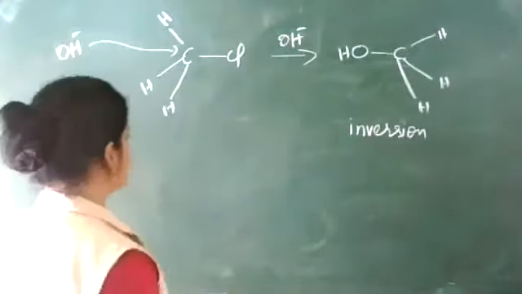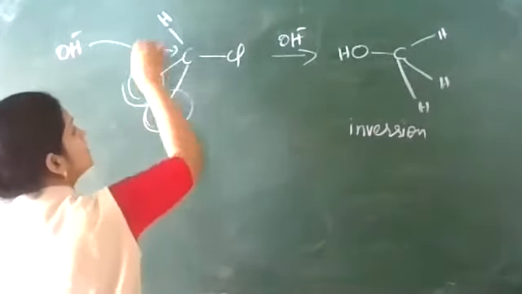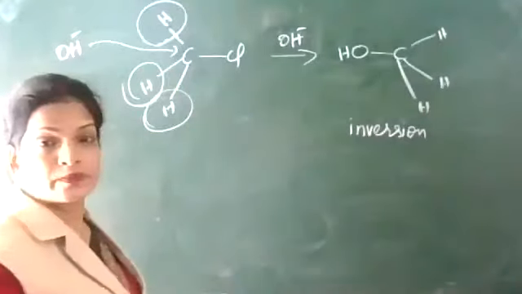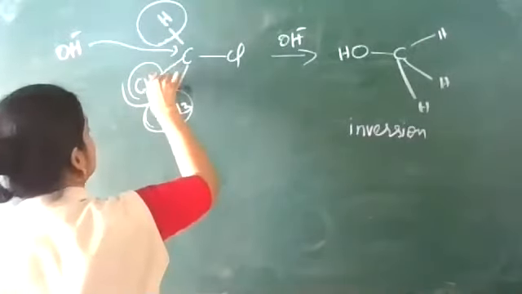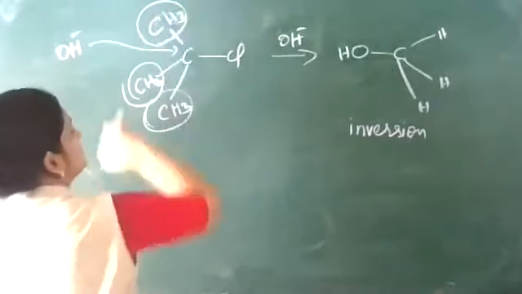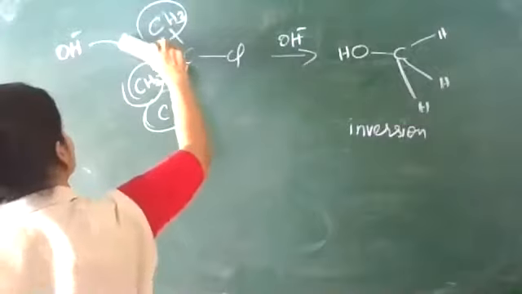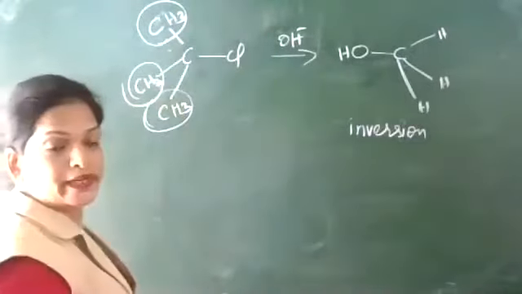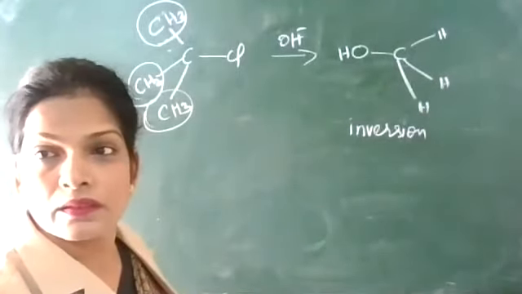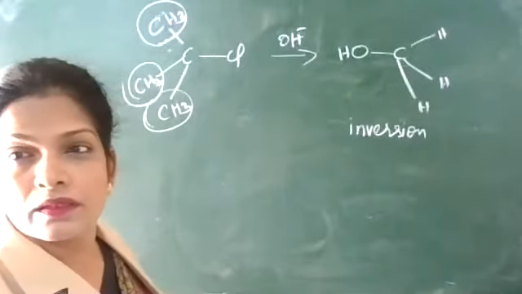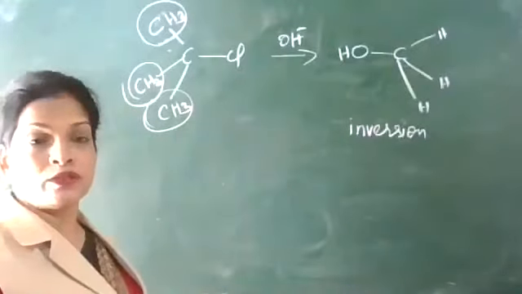Now, consider another compound where these groups are bulkier groups. This is a CH3, this is a CH3, this is a CH3. Now, OH will not get space to attack from the remote side. OH cannot attack. OH will not get the space to attack from the remote side.